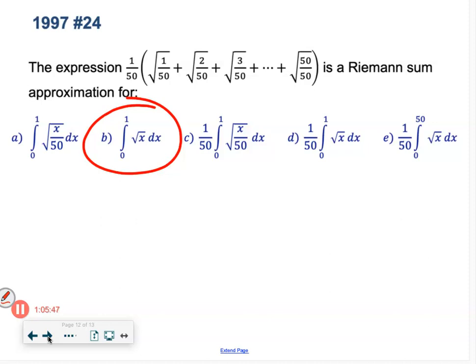Because this is a width of a rectangle. This is an approximation. You want an exact area? There are no rectangles anymore. We don't even need a width, right? So yeah, it was a trap.